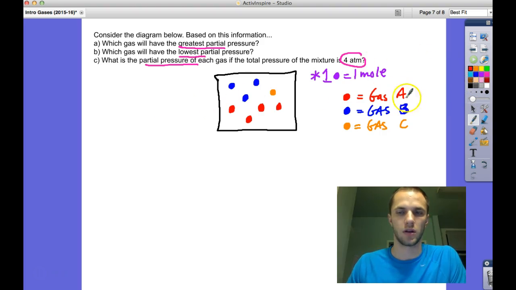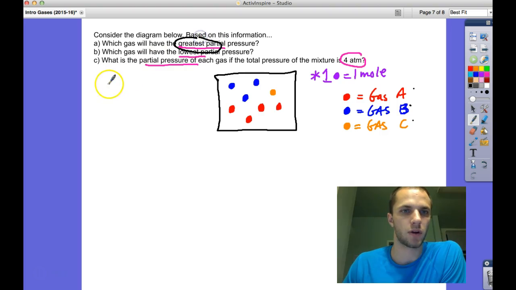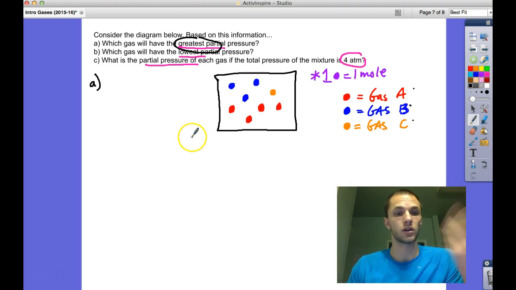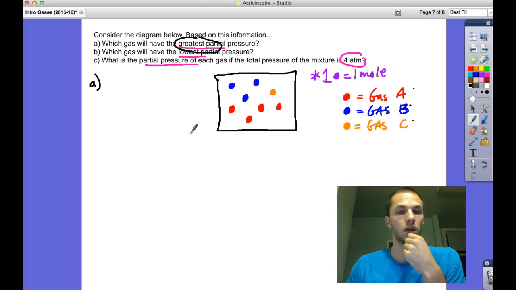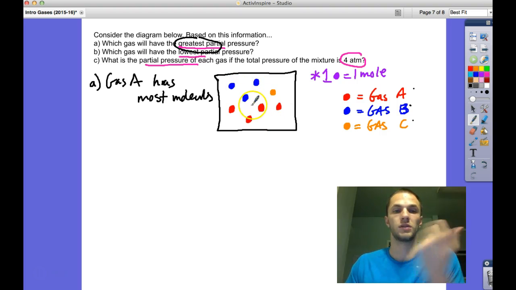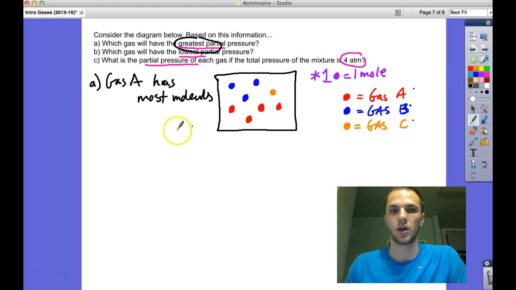Okay, let's give this a shot. So I got a diagram here. What do I notice? I see I have gas A, B, and C. I see that one circle equals 1 mole. Okay, so I want to figure out which is going to have the greatest partial pressure. Well, we know that there's going to be more pressure when there's more collisions of molecules. More collisions happen when, there's nothing given about speed, it's just which one has more molecules? Gas A, because it has the most molecules. It's got 1, 2, 3, 4 compared to 3 and 1, which means it's going to have the most collisions, most pressure.